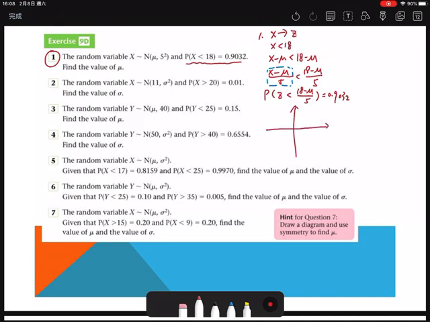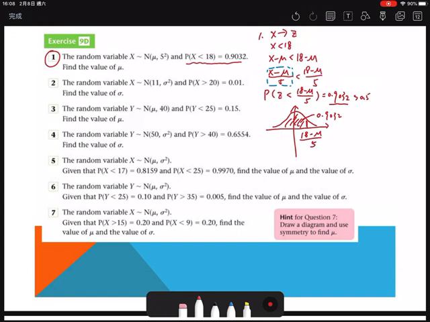Now it is better to draw a figure. A normal distribution, bell shape, and the probability is 0.9032. This value is greater than 0.5, so it must be on the right hand side of the y-axis. So this is the region 0.9032, and the corresponding value of small z is (18 minus mu) over 5.